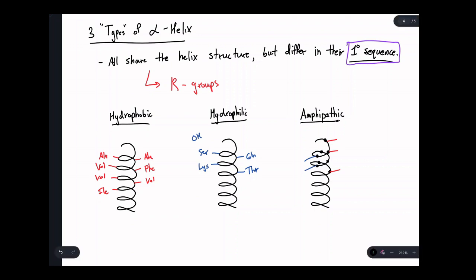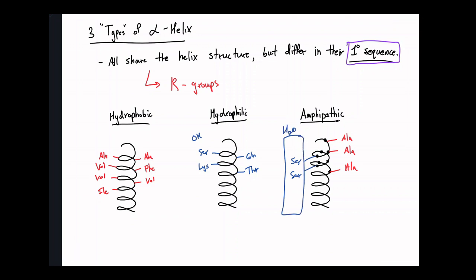Structure determines function. As this helix forms, perhaps we're going to be putting things like alanine on one side and things like serine on the other. And now what we'd see is that this side of the alpha helix really wants to be in contact with water, and this side of the alpha helix really wants to be in contact with fat, right? That would be an amphipathic helix. And it's the same alpha helix, it just depends on the R groups present.